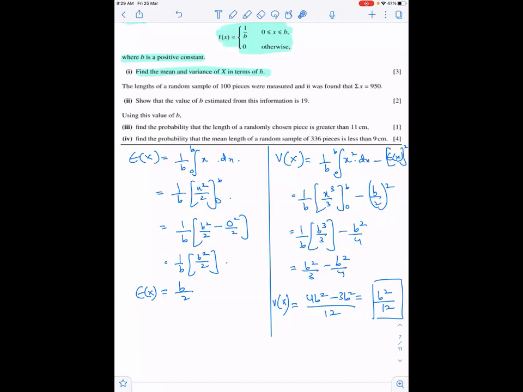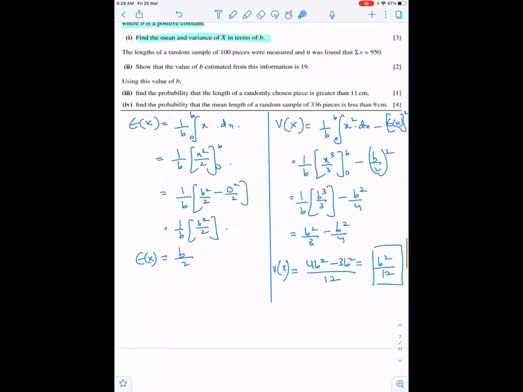They've given us summation x is 950 and n is 100. So if we can find out the mean and equate it to the mean from here, which is b upon 2, we can get the value of b. Are you getting what I'm trying to say? Okay, let's find out the mean.